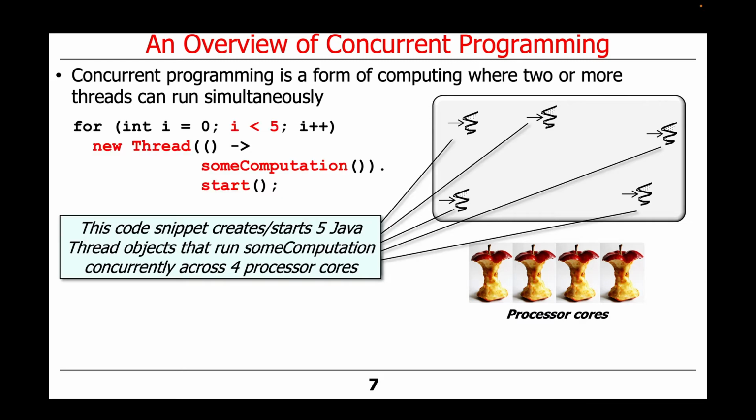Now, here's a very simple code snippet that shows the creation and starting of 5 Java thread objects that are going to be running some computation concurrently across or atop 4 processor cores. The processor cores are shown here as little Apple cores. I'm running on a MacBook Pro, so of course I have to show my cores as being Apple cores, as opposed to, say, Intel cores.